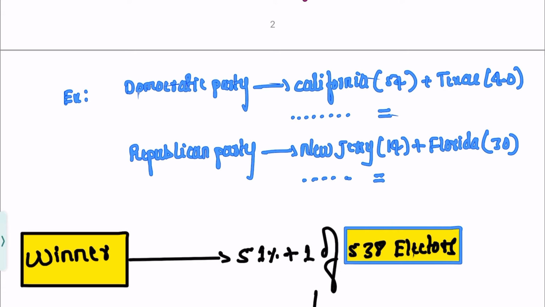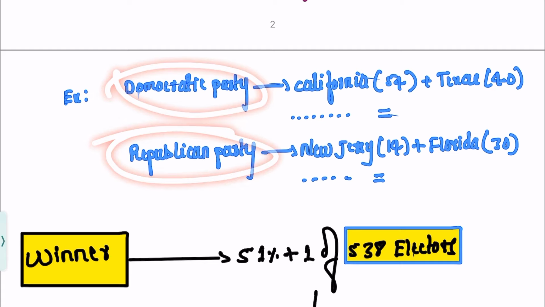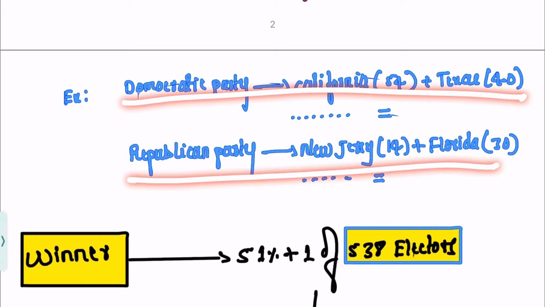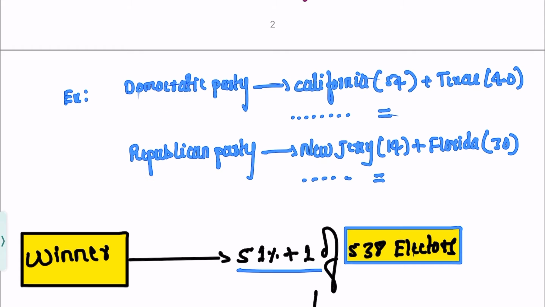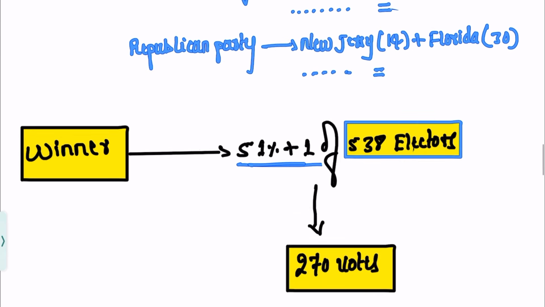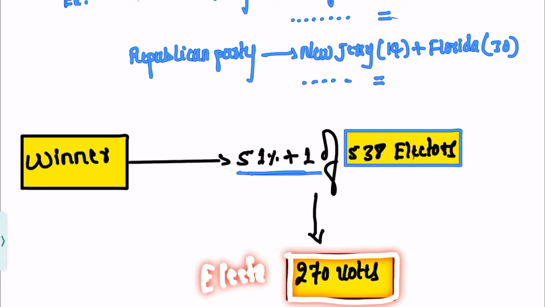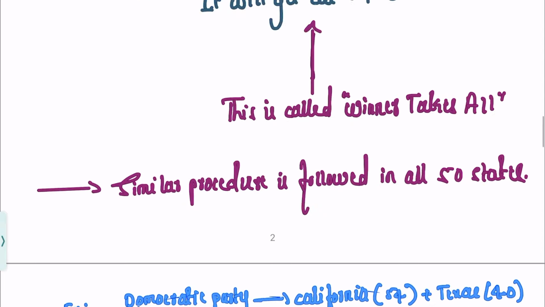Now, the Democratic Party nominee like Kamala Harris or the Republican Party nominee Donald Trump, if either of them wants to win, then one of them must secure 51% plus one vote of the electors. So what is 51% plus 1 of 538? 270 votes. Any candidate who secures 270 votes of electors from the electoral college will be declared the winner. Got it? So basically, this is the process.